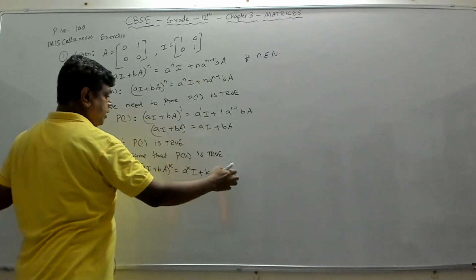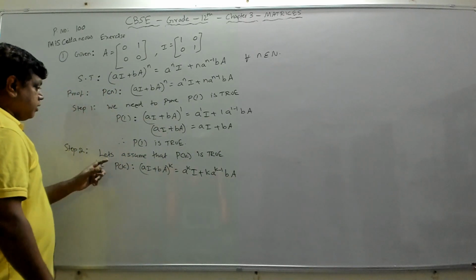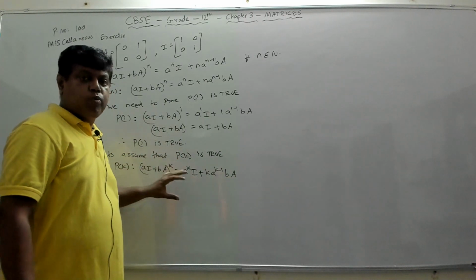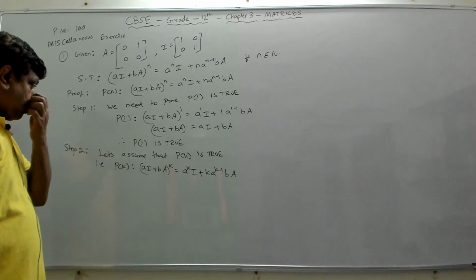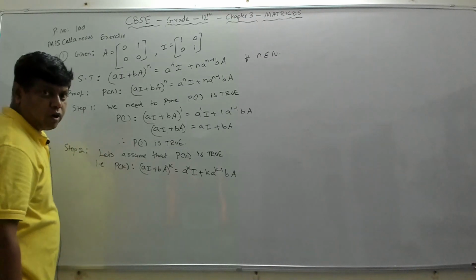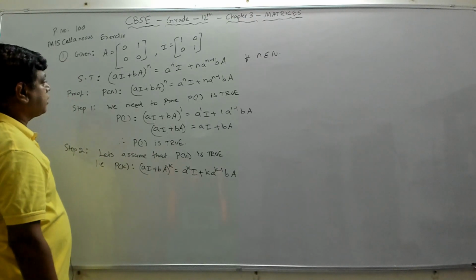...k into k minus 1, you will get this statement. Now we have assumed that this is true. This we need not prove. We can assume that step 2 is true. That is the procedure for the PMI, principle of mathematical induction.